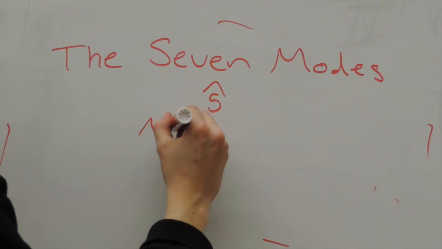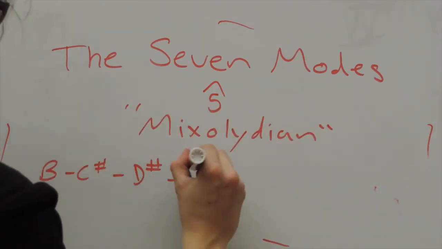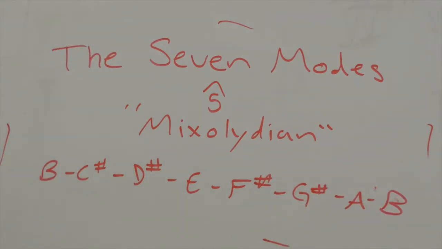The 5th mode, beginning on the 5th scale degree, is known as the Mixolydian mode. In E major, this begins on B, and we're going to start on the 4th fret of your G string for this scale.